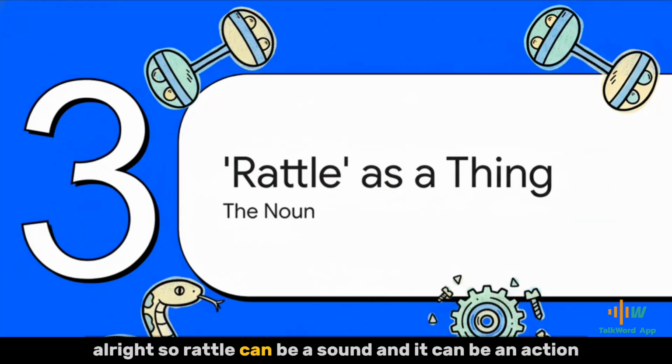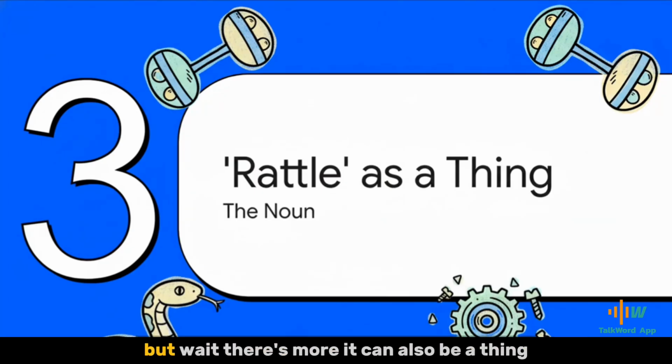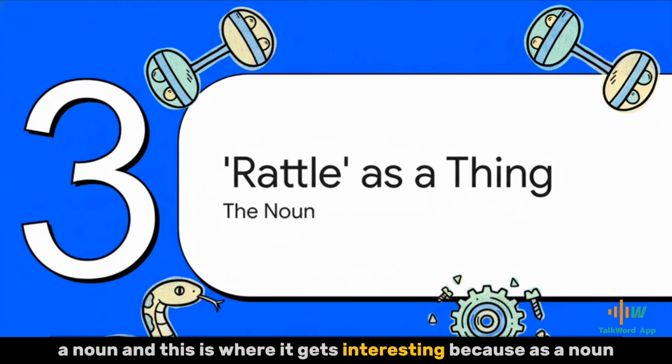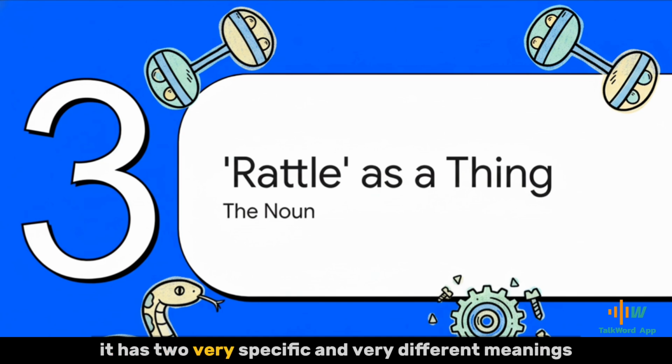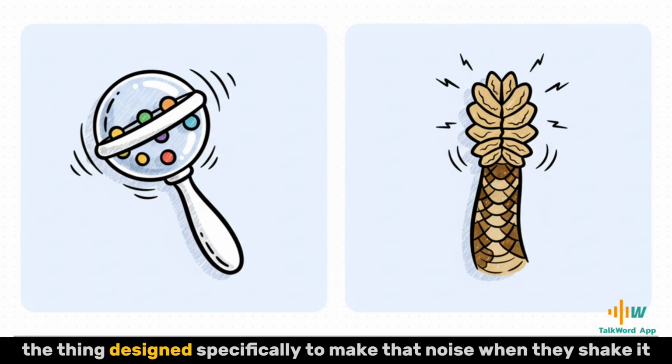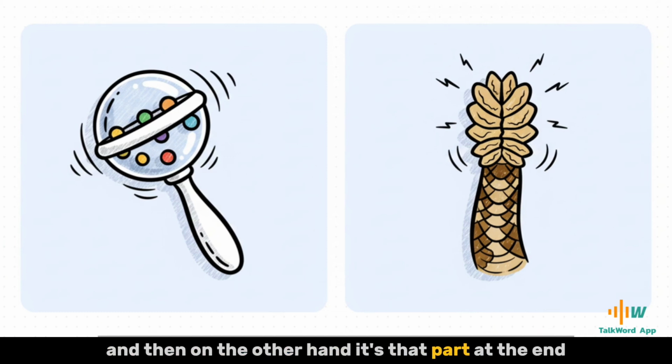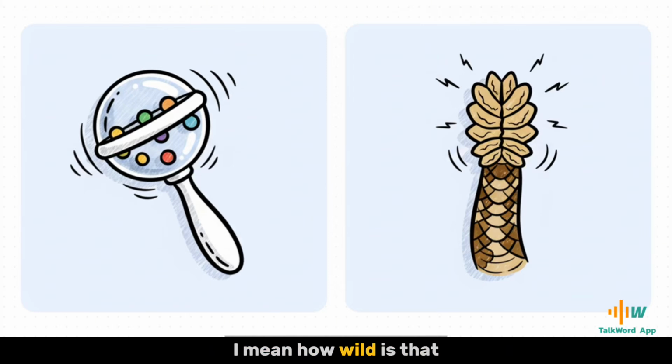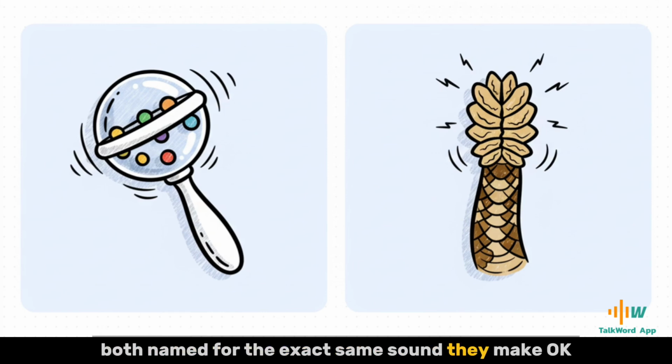All right, so rattle can be a sound and it can be an action. But wait, there's more. It can also be a thing, a noun, and this is where it gets interesting, because as a noun, it has two very specific and very different meanings. So here they are, the two main noun forms. On one hand, you've got a baby's toy, the thing designed specifically to make that noise when they shake it. And then, on the other hand, it's that part at the end of a rattlesnake's tail, the part it shakes to warn you. I mean, how wild is that? Two totally different things, both named for the exact same sound they make.